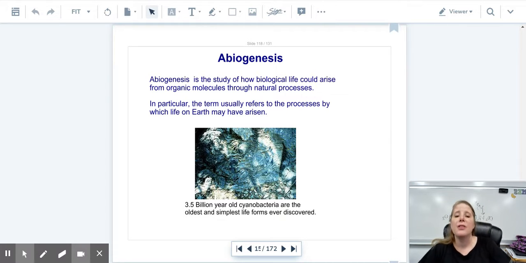Okay. In the beginning, there was abiogenesis. Abiogenesis is the study of how life could have arisen from organic molecules through natural processes. In particular, we're learning how we got life substances from non-life microelements. So we had cyanobacteria as the oldest, simplest life form. How did those get life from a world without any other carbon life forms?